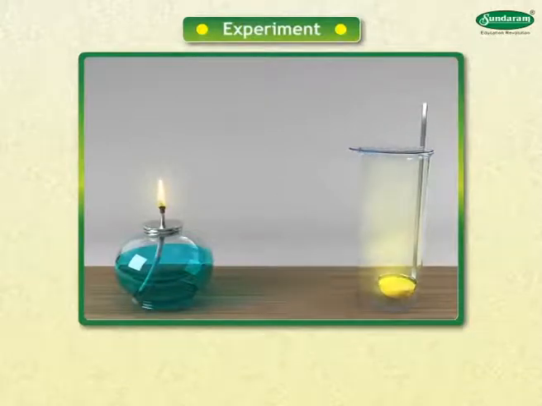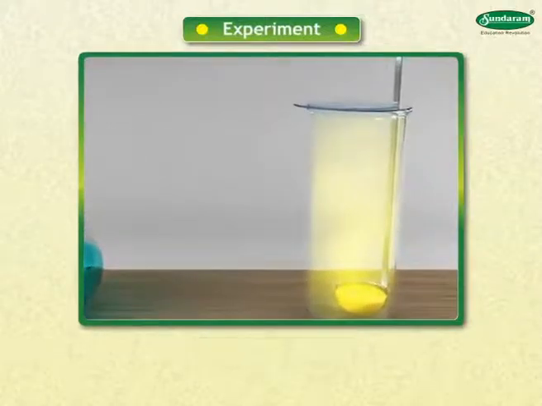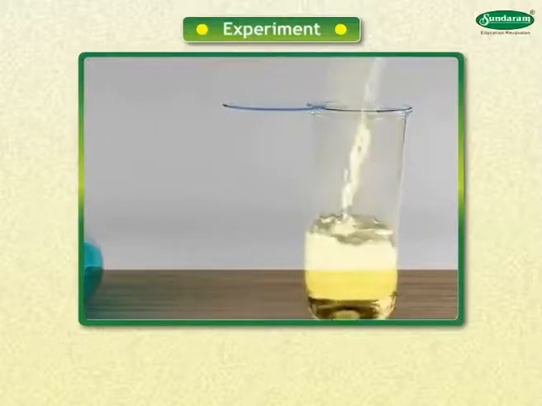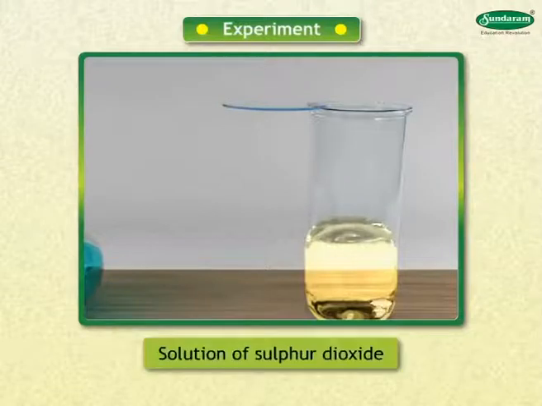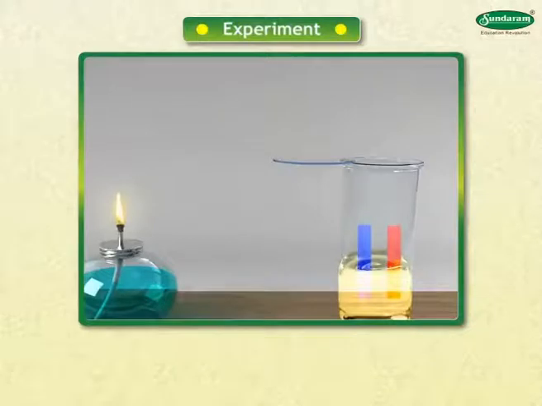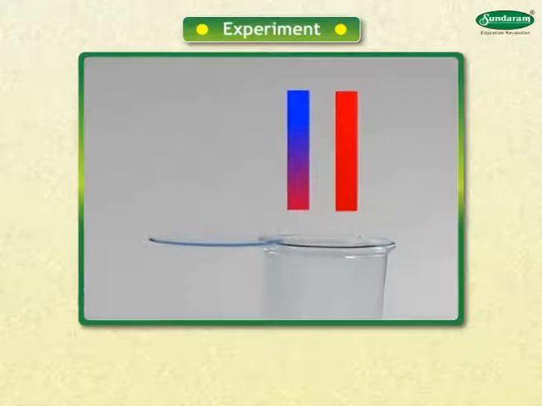Now, quickly put the spoon in a gas jar and close the jar with a lid. The yellowish sulfur dioxide gas gets collected in the gas jar. Move the lid aside a little and remove the spoon. Add 20 to 25 milliliters of water to the jar. The gas in the jar dissolves in the water and we get a solution. Put red and blue litmus papers in the gas jar. The blue litmus turns red and the red litmus remains red.